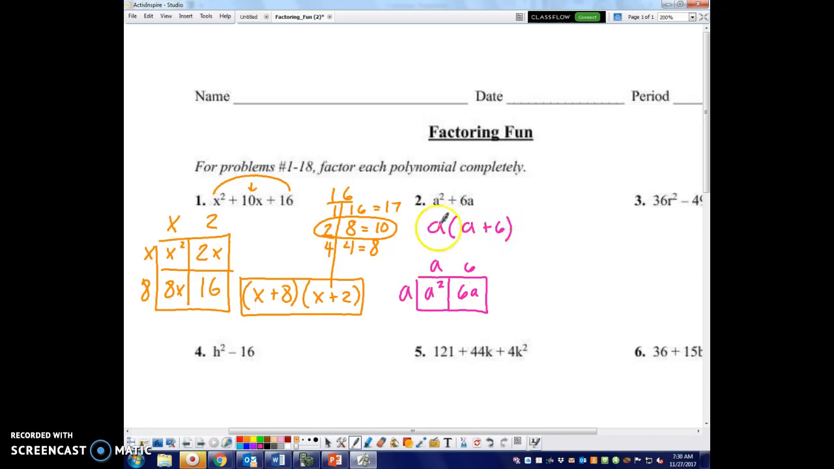Okay, double check your work. A times a is a squared. A times 6 is 6a. Okay. So now let's look at number 3.